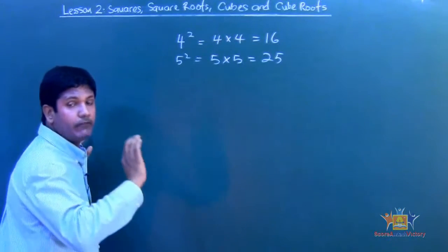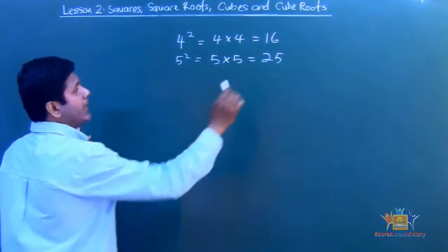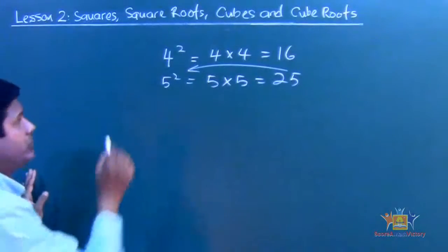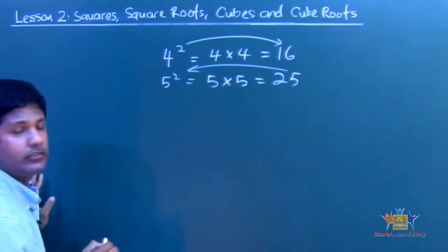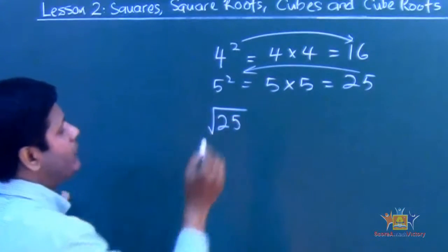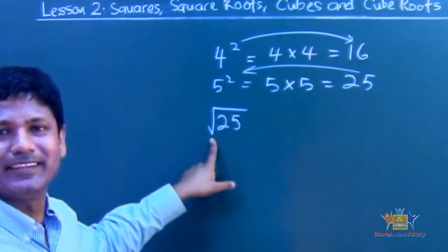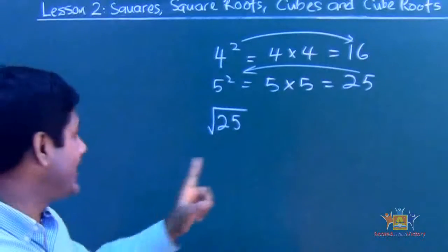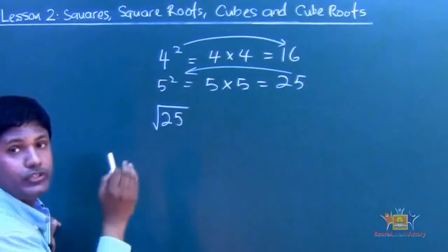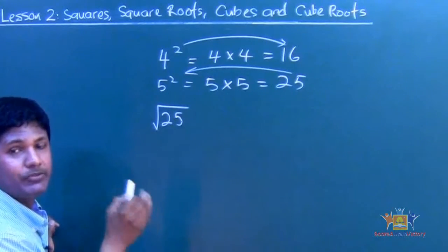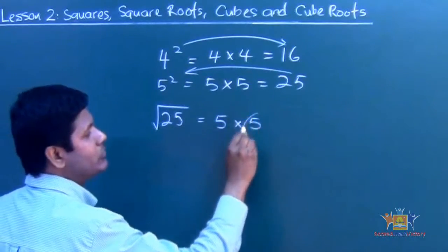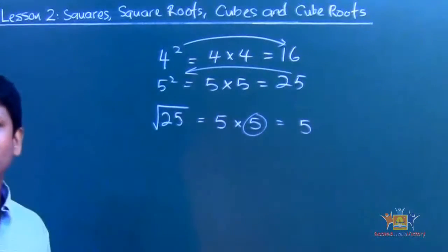If I want to find a square root, I go the other way around, the opposite, the reverse of that. Square, you're going in this direction. Square root, you're going that direction. That means if I ask you the square root of 25, I'm asking for the two identical numbers that, when multiplied, give me 25, and I only need one of them. So in other words, 5 times 5, you just pick one, which is 5. That's what square root means.